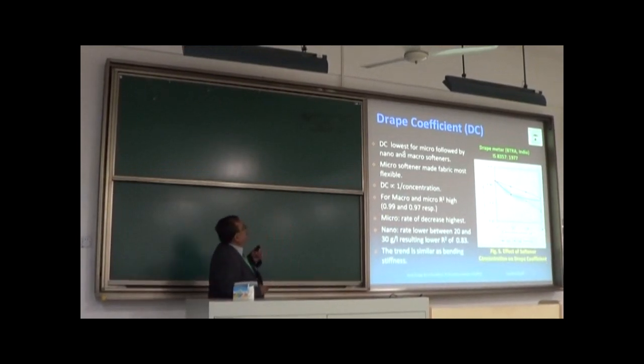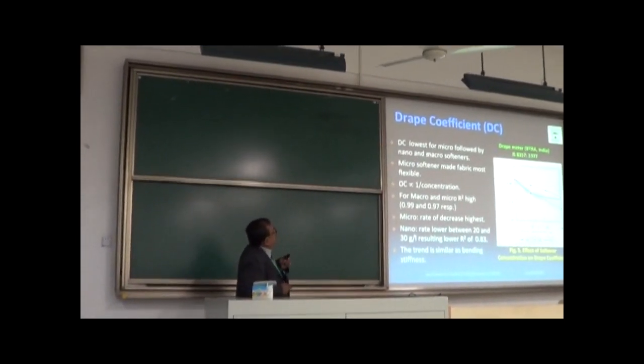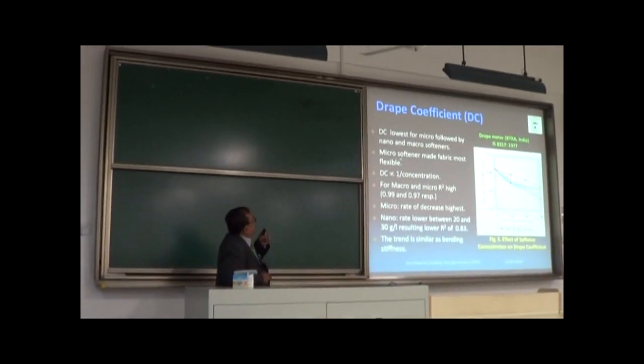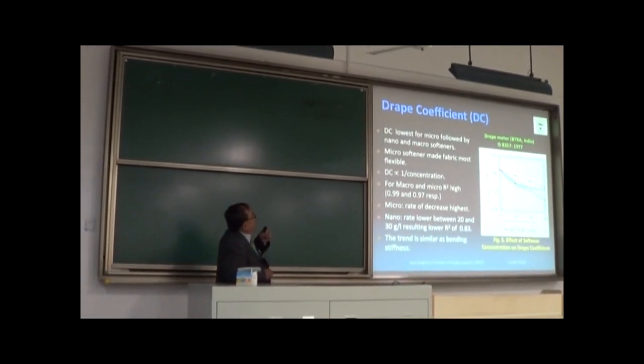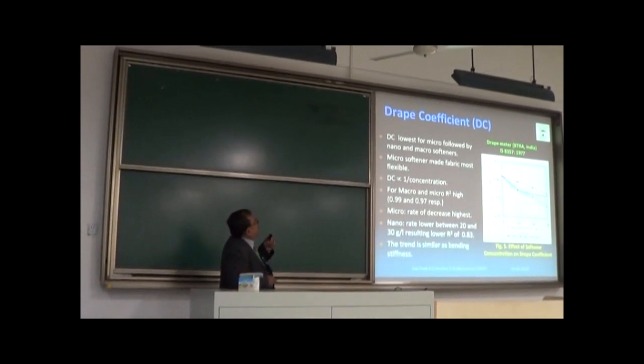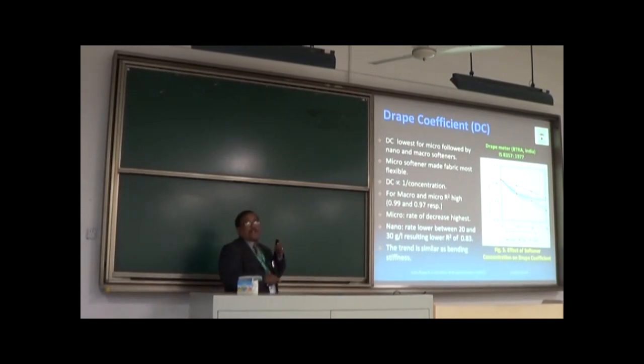Drag coefficient was lowest for micro, followed by nano and macro. Micro softener made the fabric most flexible. Here also, the results are very similar to drag coefficient and bending length.